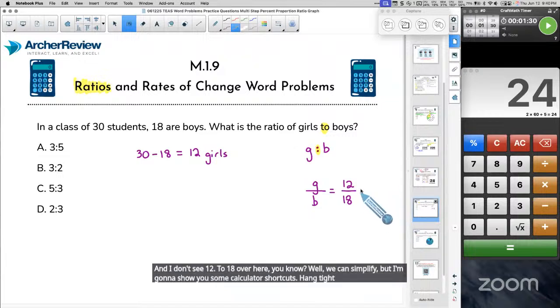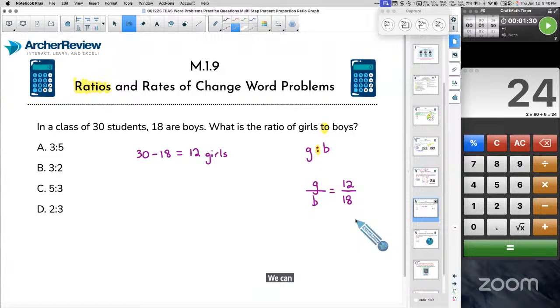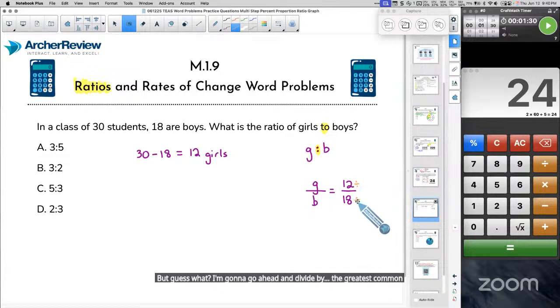I'm definitely going to show you that too. How can we simplify this? We can divide by 2 if we wanted to because they're both even. We could divide by 3. 12 is divisible by 3. 18 is divisible by 3. But guess what? I'm going to go ahead and divide by the greatest common factor, which is 6.